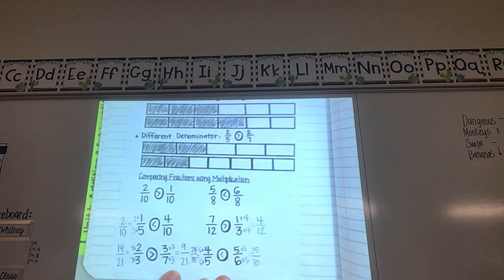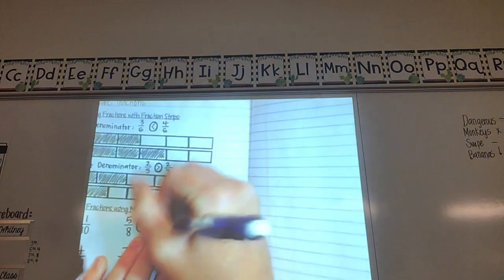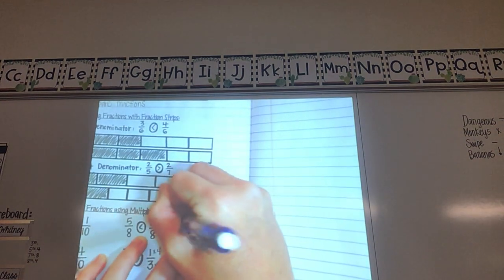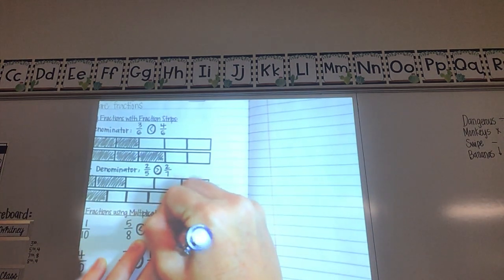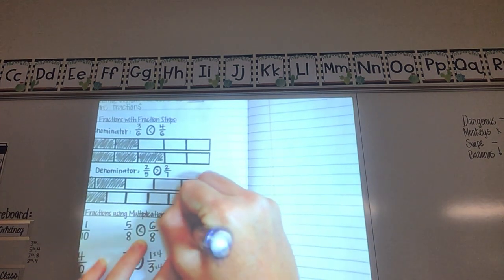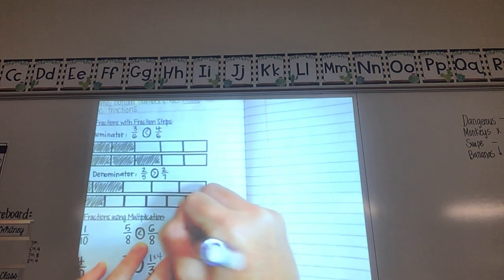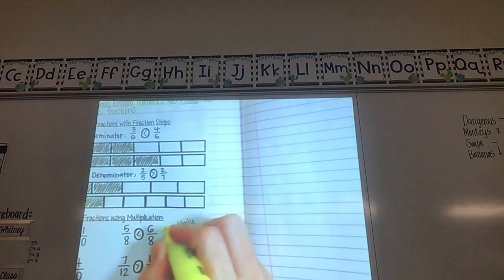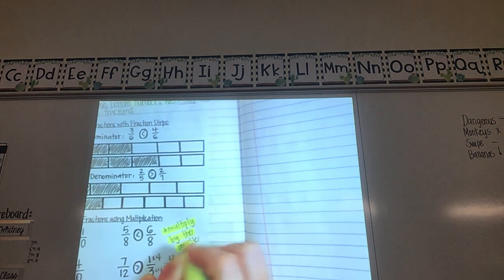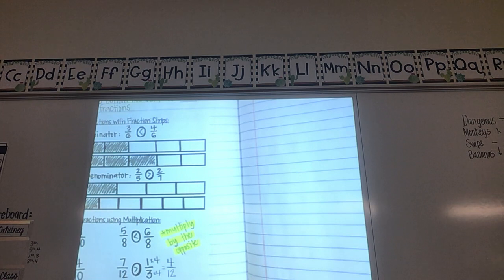Alrighty? The trick to remember here, if your bottom numbers are different, you can always multiply by the opposite. You can always multiply by the opposite. So if your bottom numbers are different, multiply each side by the opposite bottom number.